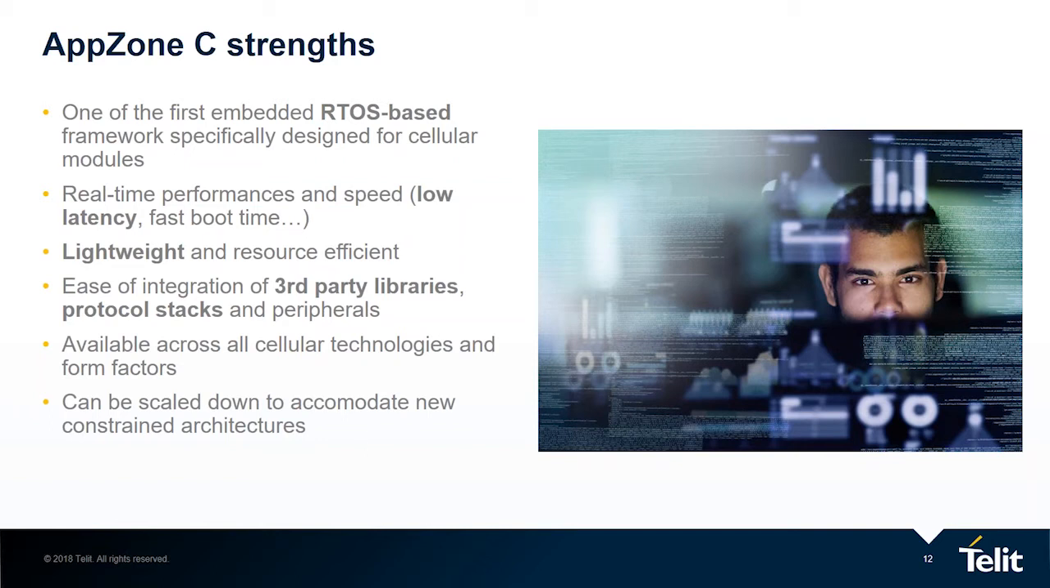It's available across all cellular technologies and form factors, as you have seen. And this includes also the new modules for Cat-M and narrowband IoT technologies. And this was possible because it was easy to scale down the framework to accommodate the new architectures, which are more constrained. But still, AppZone, having a small footprint, can fit these new requirements.